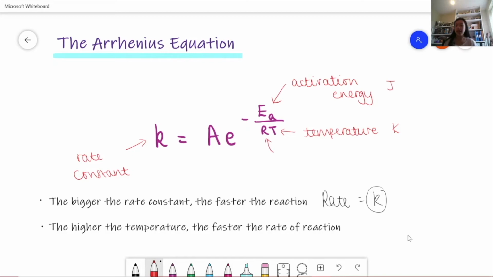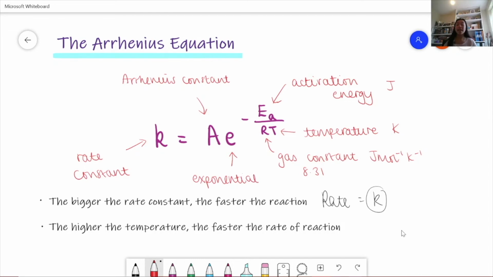And then this R here is the gas constant, and that's measured in joules per mole per Kelvin. That's usually given as 8.31 because it's a constant. And then A stands for the Arrhenius constant, and this has the same units as k, so it depends on the order of reaction again. And then this e is a mathematical number, and this is the exponential. This can be used on the calculator by typing in shift and then ln.